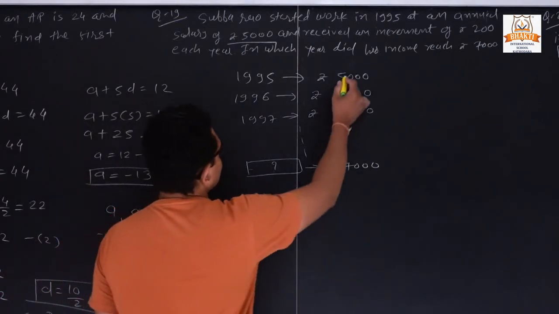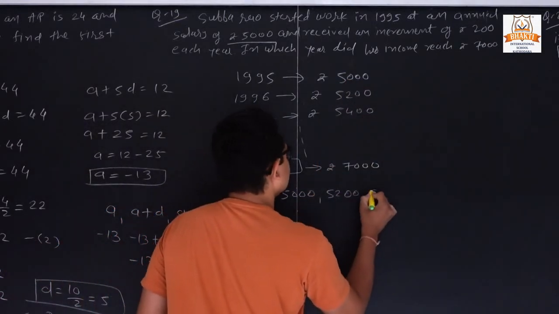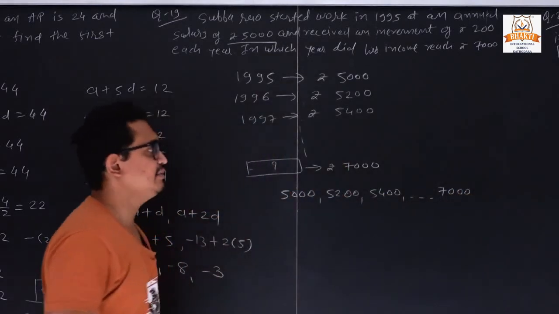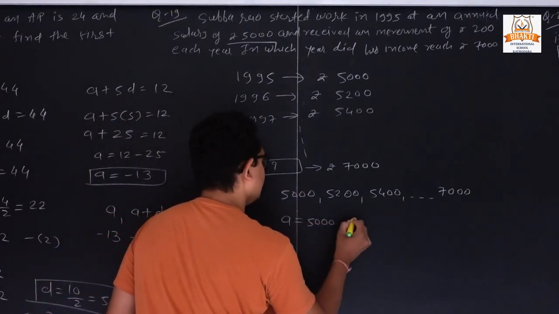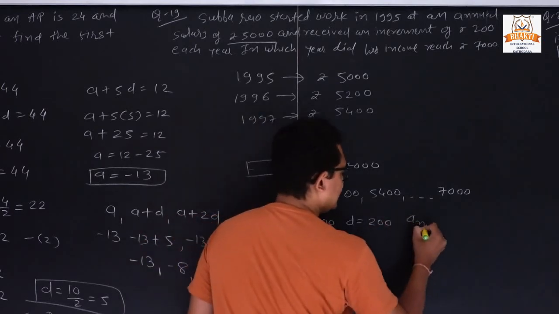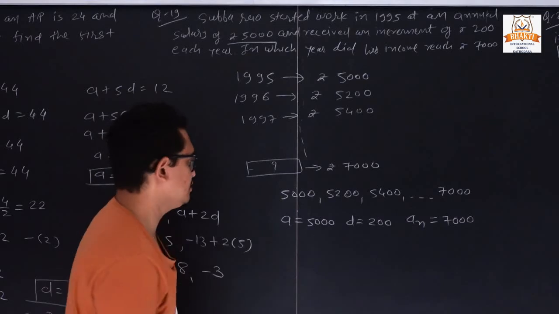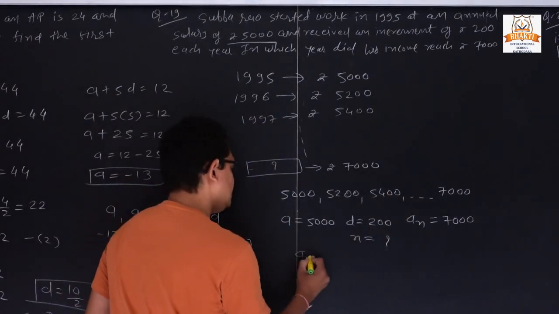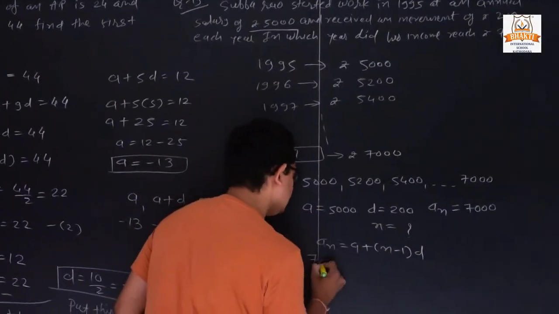So it means our series is like that: 5,000, then 5,200, then 5,400, like that, and the last income is 7,000. So what is the first term? 5,000. What is the difference? It is 200 rupees. And what is an? It is 7,000. It is given. Clear? In which year? So we want to find out the value of n. So we can use our formula.